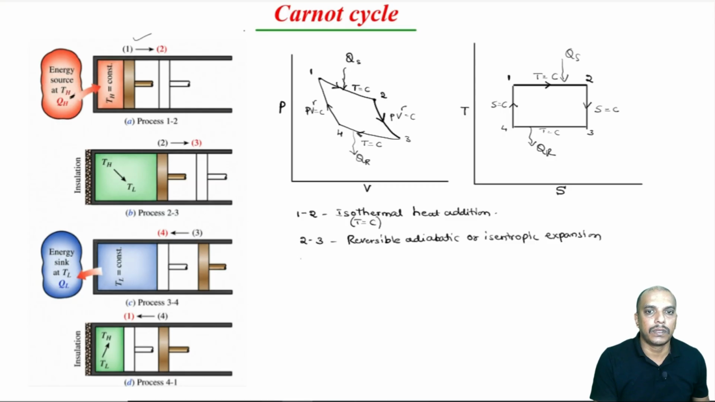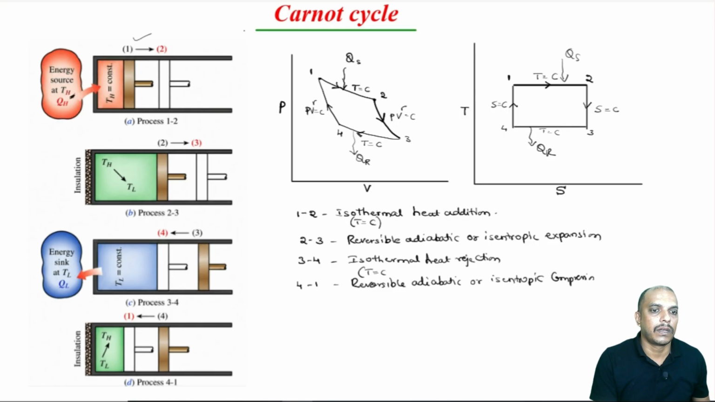Okay. Now, 3 to 4 is again isothermal, that is constant temperature isothermal heat rejection. So, that is again constant temperature, and 4 to 1 is again reversible adiabatic or isentropic compression. Okay. Now, we are interested in deriving the efficiency equation.